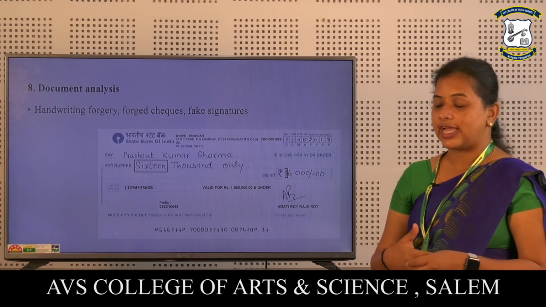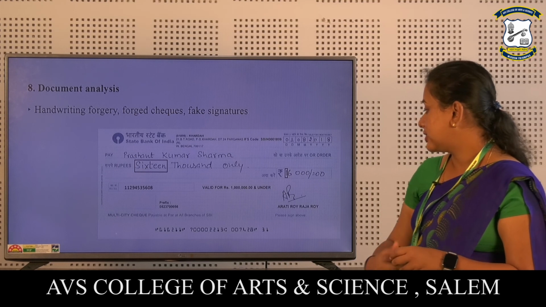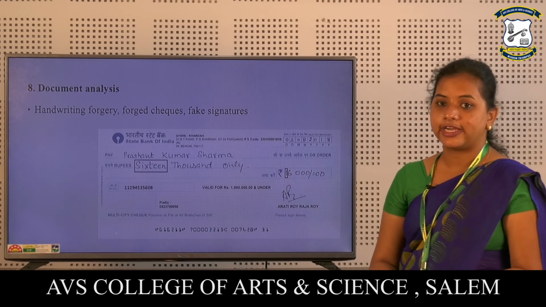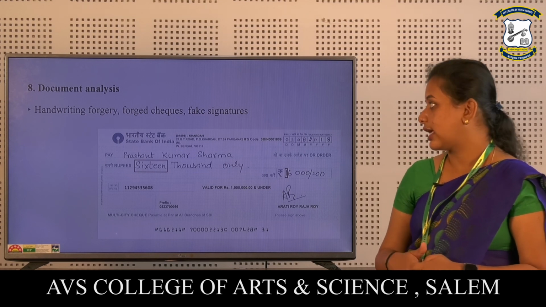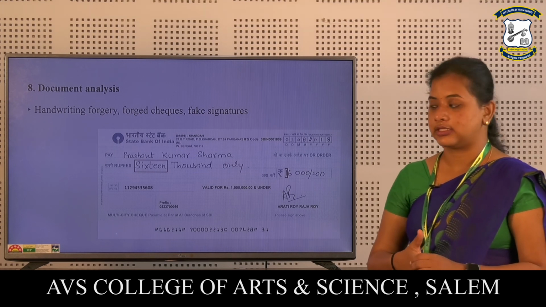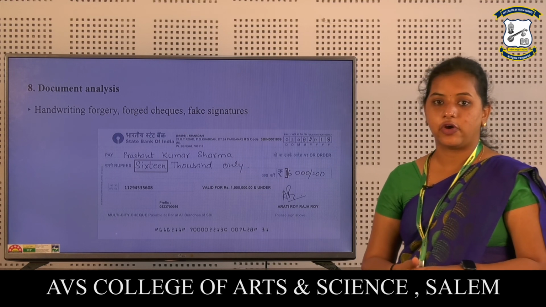What are the different types? This is for a check. There is an alteration done here, so you can identify if it was done by the same person or another. That is your questioned document analysis. So these are the various fields of forensic science.